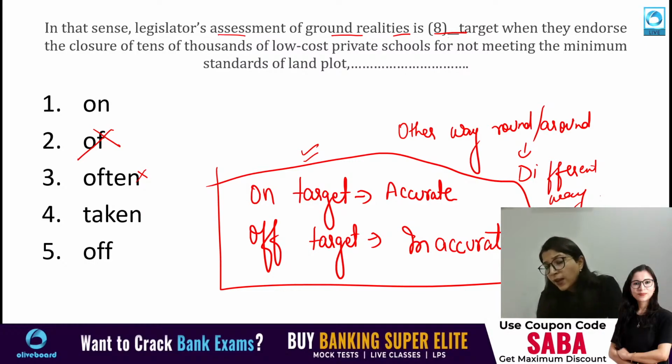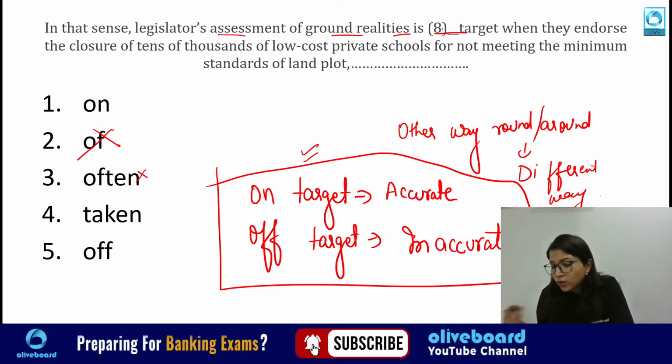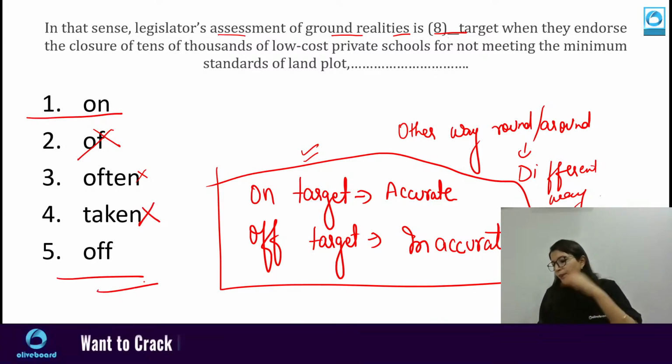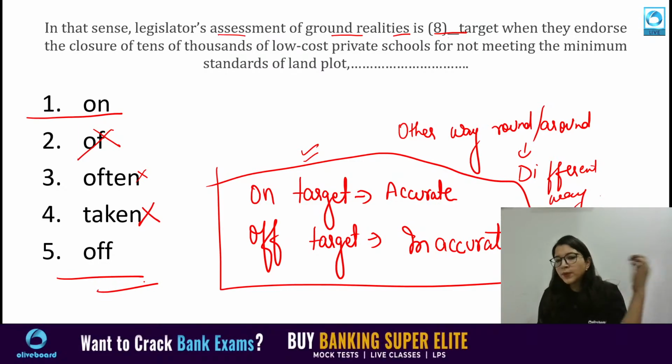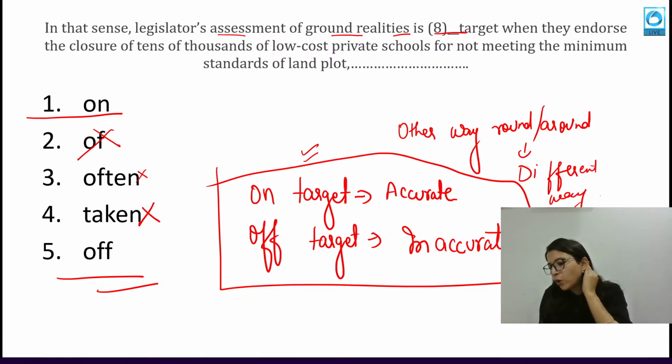Is taken target? It is also not giving any sense because after that there should be a preposition, like taken into target or something like that. So taken target is also incorrect. So you have to choose between on target and off target. Closer means negative. Very good. Yes, Devashish. So what will be the correct option? Off, not on, Elakya. How can it be on target?